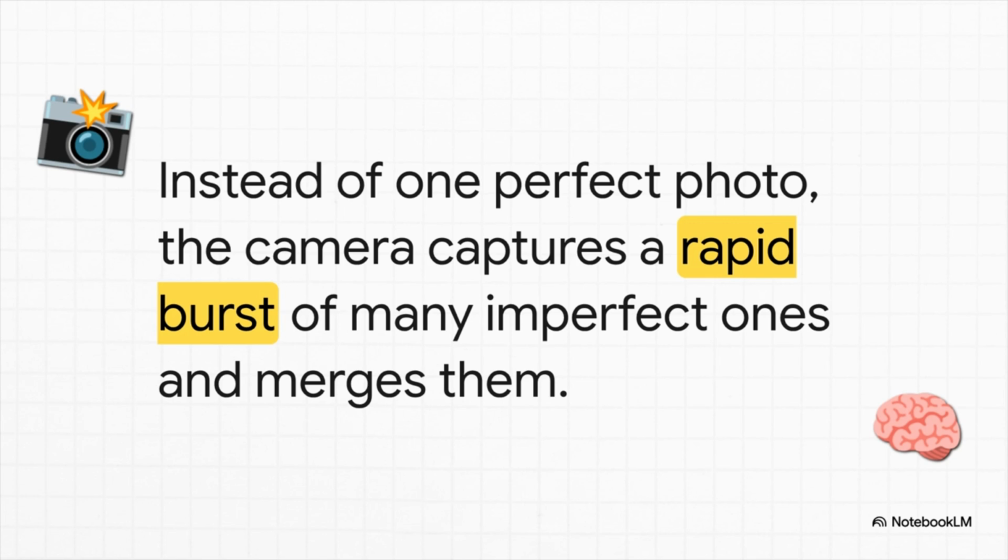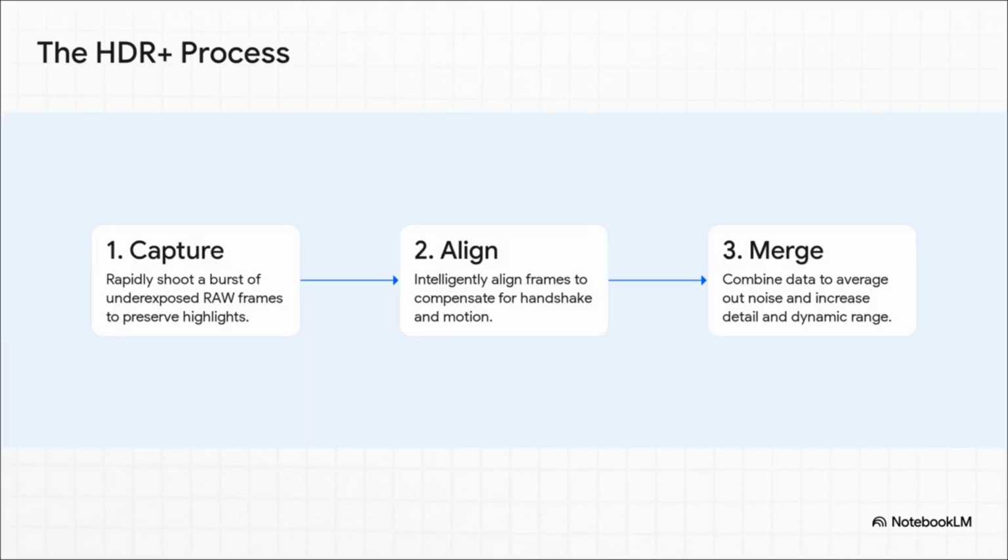The hardware just isn't up to the task. So it cheats. Instead of trying to take one great shot, it takes a super fast burst of many flawed, kind of noisy, underexposed shots the very instant you tap that shutter button. This whole process, which you see in systems like Google's HDR+, is just so logical.